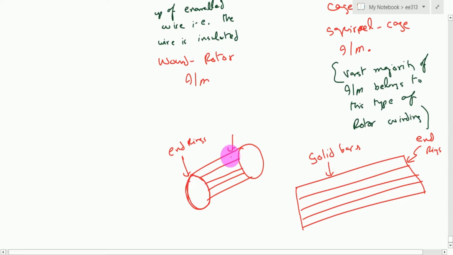And for most of the small and medium power applications of induction machines, these bars as well as these end rings are made up of aluminum, which is die cast aluminum, molded to form an integral block.